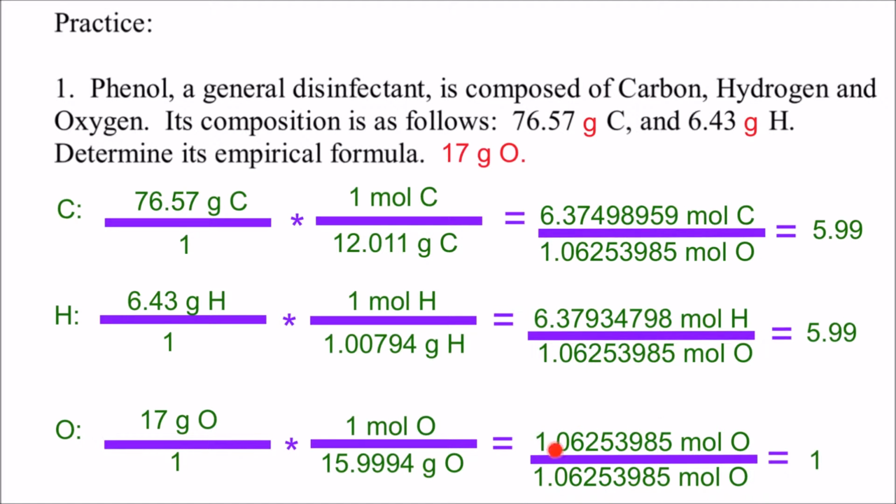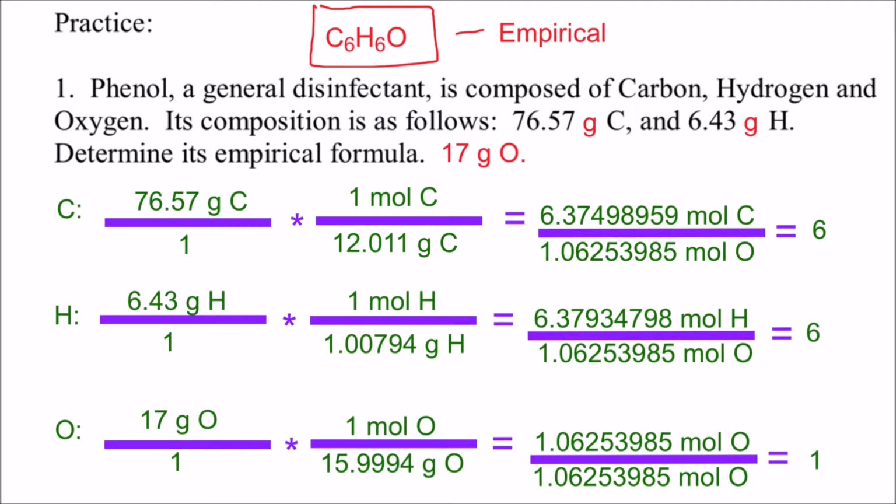Okay, so anything divided by itself is obviously 1, and up here we get 5.9. Remember, I said if we're within 0.1 of a whole number, we can go ahead and round up. Okay, so these become 6's then. Now we're ready to create the actual formula. So this is the subscript that goes with this element. So let's build our empirical formula. So we have C6H6O as our empirical formula.